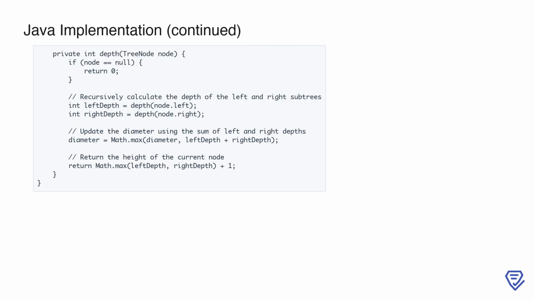The depth method is a private helper function designed to calculate the depth of each subtree recursively. If the current node is null, it simply returns 0, as there's no depth to calculate. Otherwise, it computes the depth of the left and right subtrees by recursively calling itself on the left and right children. Once we have the left and right depths, we update the diameter by taking the maximum of the current diameter and the sum of these two depths. This step ensures that we're always tracking the longest path between any two nodes in the tree. Finally, the method returns the height of the current node, which is the maximum of the left and right depths plus 1. This height is crucial for computing the depth of parent nodes higher up in the tree.